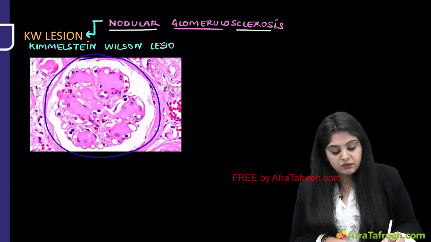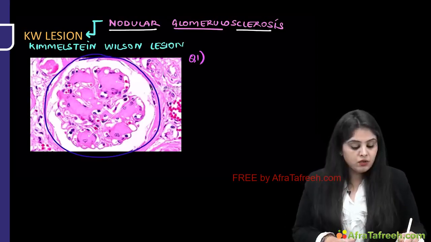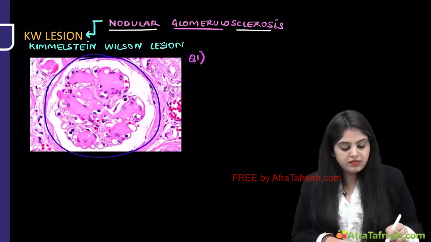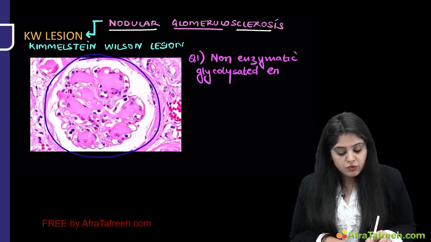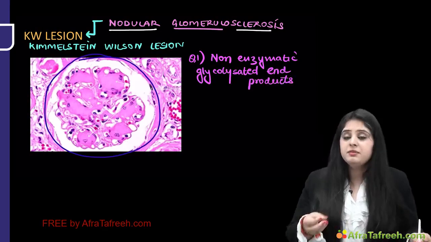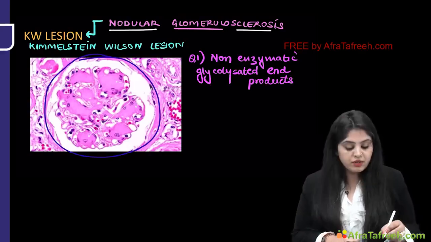And why am I spending so much time on it? Two questions. Firstly, what is that pink nodule formation? These are all non-enzymatic glycosylated end products, which you know is one of the major findings that happens in diabetes. In diabetes, there is non-enzymatic glycosylation, right? So these are all the products.